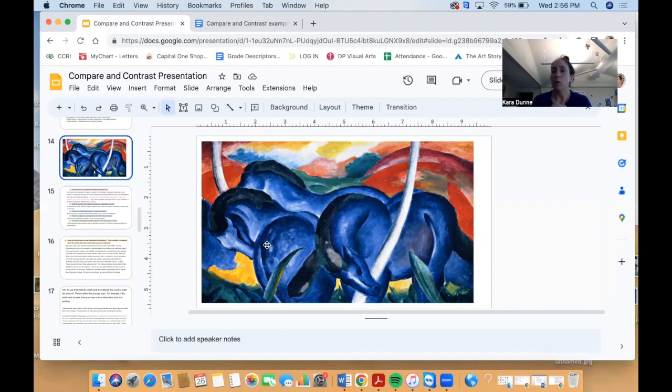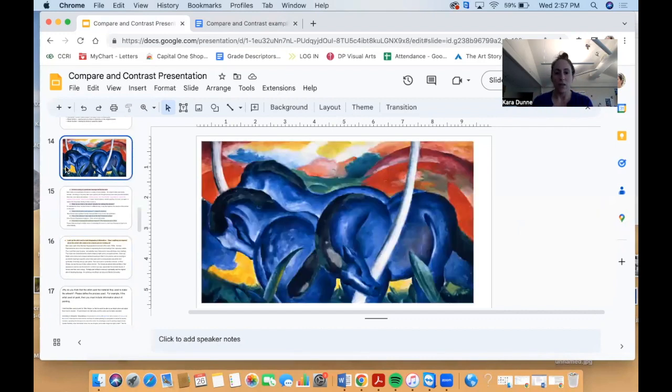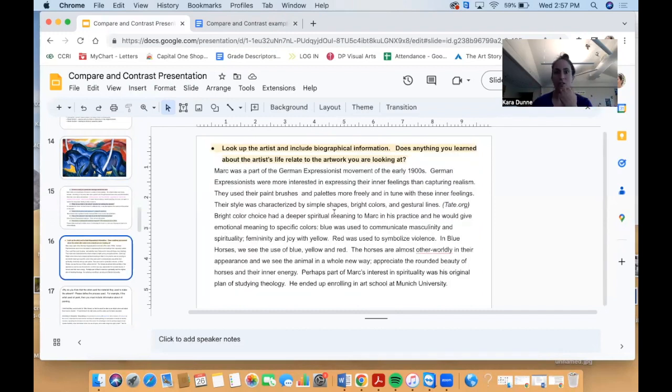It's bright, bold, beautiful colors. Why did he do that? Well, his life, he was a German expressionist, and expressionists were more interested in expressing the inner feelings than capturing realism. It's not a very realistic painting of horses, but it has an emotional, expressive way of describing the horses. He was an expressionist. They used their paintbrushes and palettes more freely and in tune with their inner feelings.